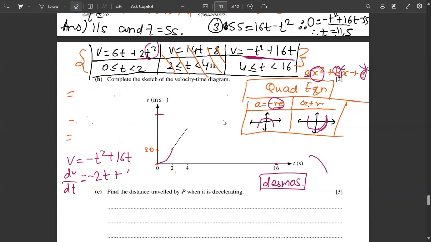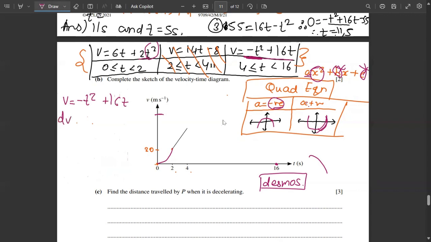Technically, what we have to find right now is the maximum point. In order to find the maximum point of the graph, you have to differentiate the equation. That is what we do in basic mathematics, differentiation. So we know that v equals minus t square plus 16t. If we differentiate this equation, we will get minus 2t plus 16.